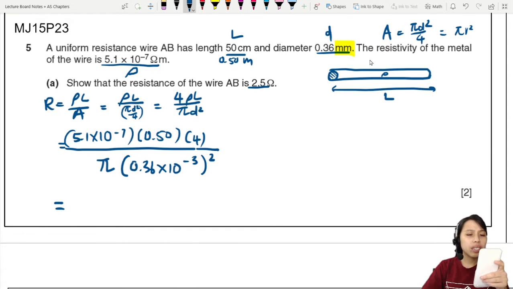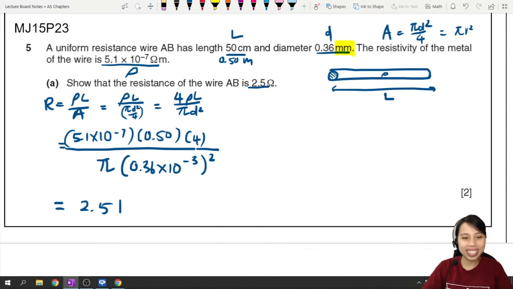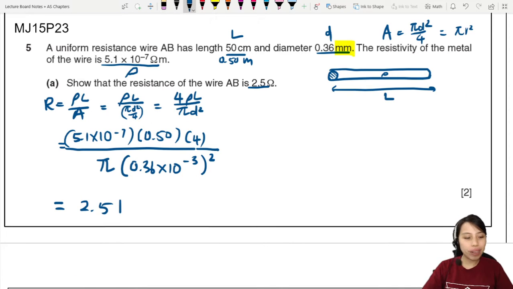It should give me 2.50. I guess no need for so many digits, 2.51 is okay. So we got 2.505 actually, which is roughly 2.5 ohm, which is what they want us to prove. So it's nice when they give the answer.